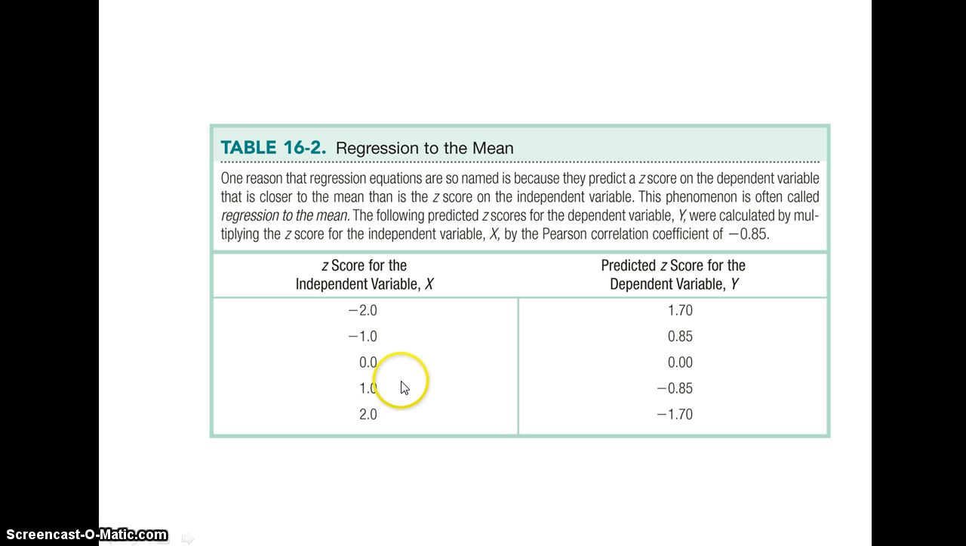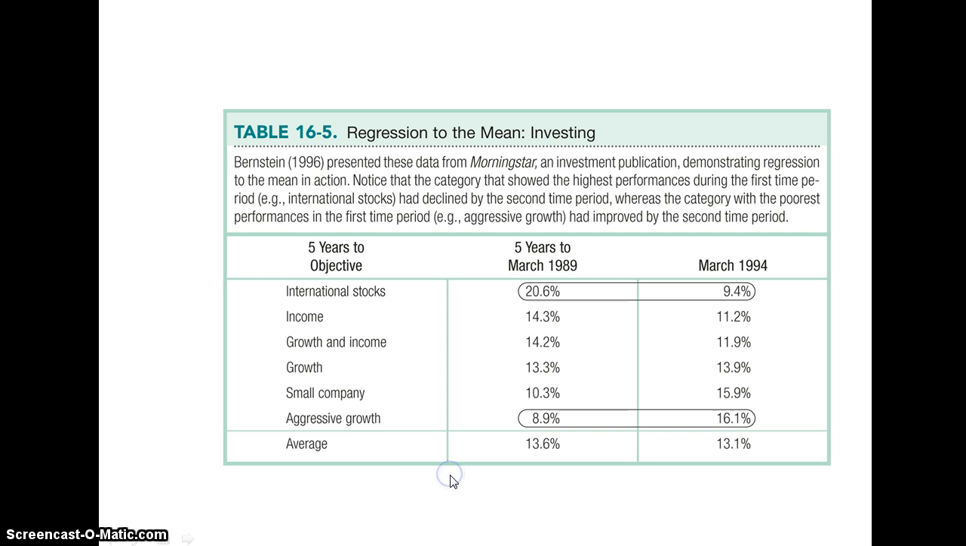Here you can see, if you have the z-score for an independent variable x, what is the predicted z-score for the dependent variable y? Here's a -2, and look, it's a little bit smaller, 1.7. -1, it's 0.85. 0, well, it's going to be at the mean. +1, 0.85, and +2, 1.7. So you'll see that the predictions tend to be closer to the mean than what you have for your actual scores.